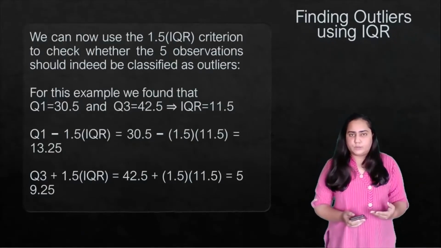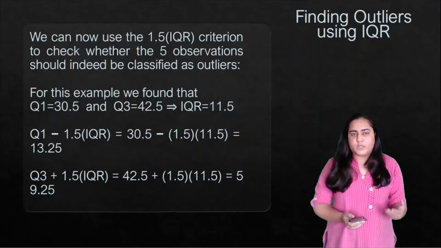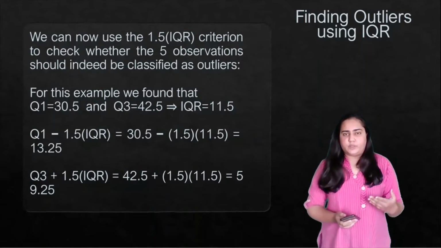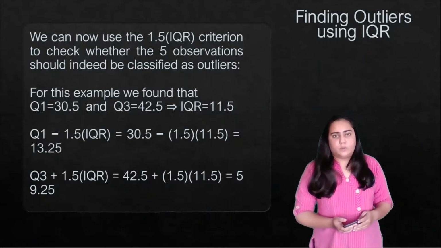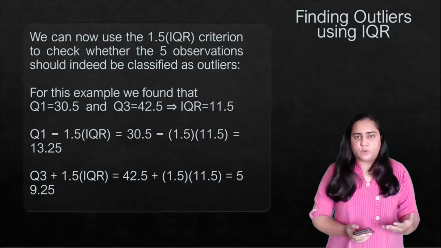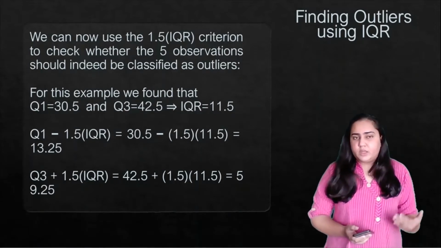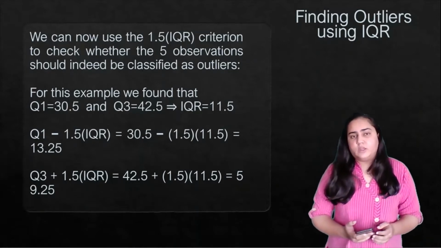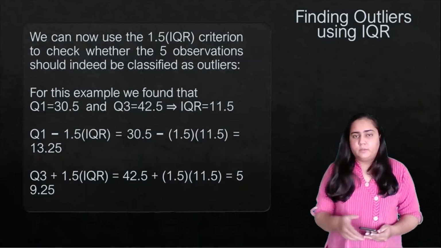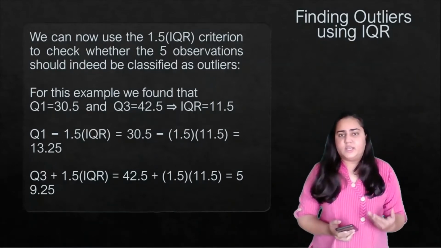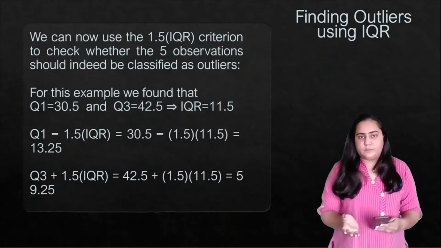So what we are going to do is we're going to use the 1.5 IQR criterion that I talked about in the previous video and find out whether the 5 observations we saw on the histogram are outliers or not. So first of all, we are going to use the Q1, Q3, and IQR we found earlier in the previous video, and I'll just show it here. Q1 is 30.5, Q3 is 42.5, and then based on that we can calculate the IQR to be 11.5 because IQR is Q3 minus Q1.